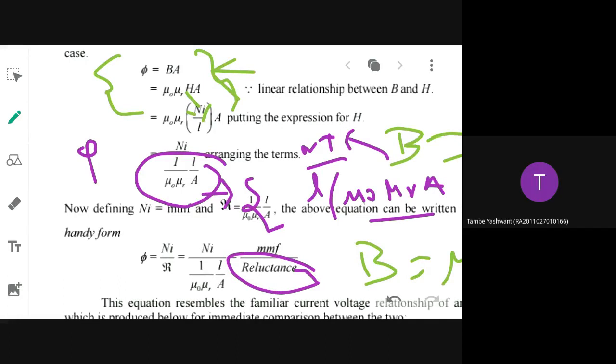Reluctance. So how can you relate reluctance, flux, and MMF? What is the formula? That is an important MCQ. They will commonly ask, they repeatedly ask that question.